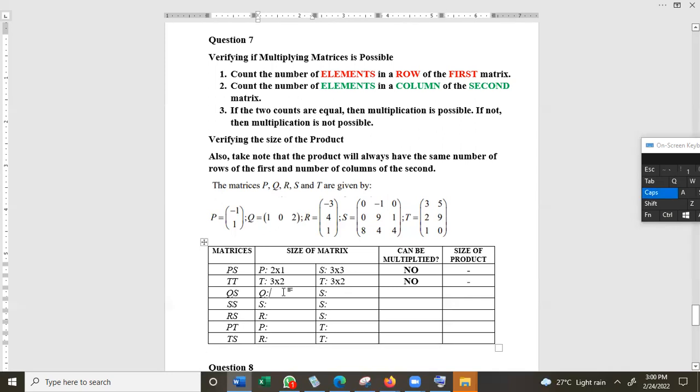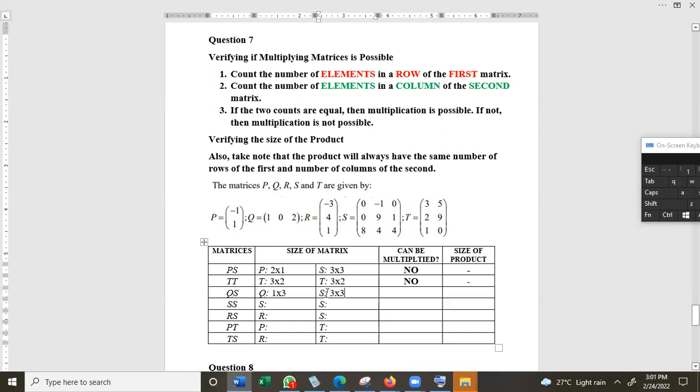What is the size of Q? Q has 1 row and 3 columns. Q is a 1 by 3. 1 row and 3 columns. S now, S has 3 rows and 3 columns. So those two numbers there, you see how they're close to each other? They match. So multiplication is possible.